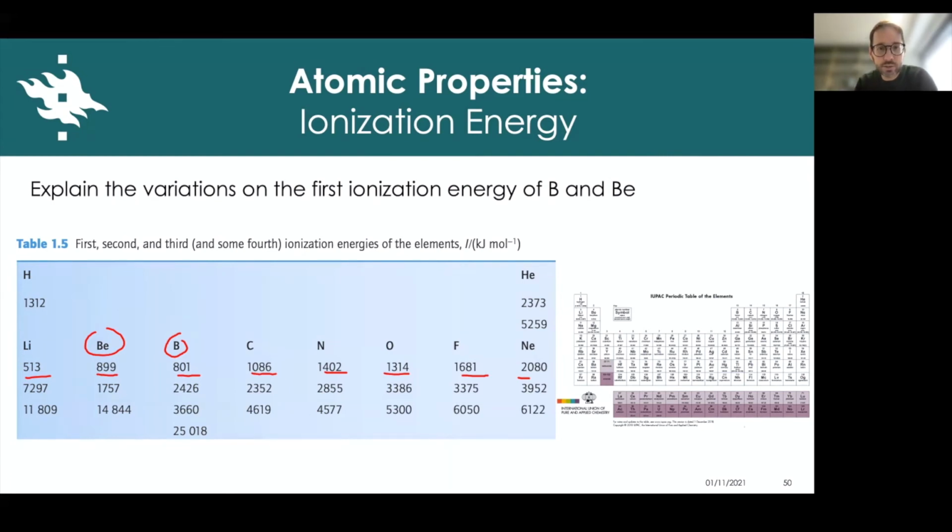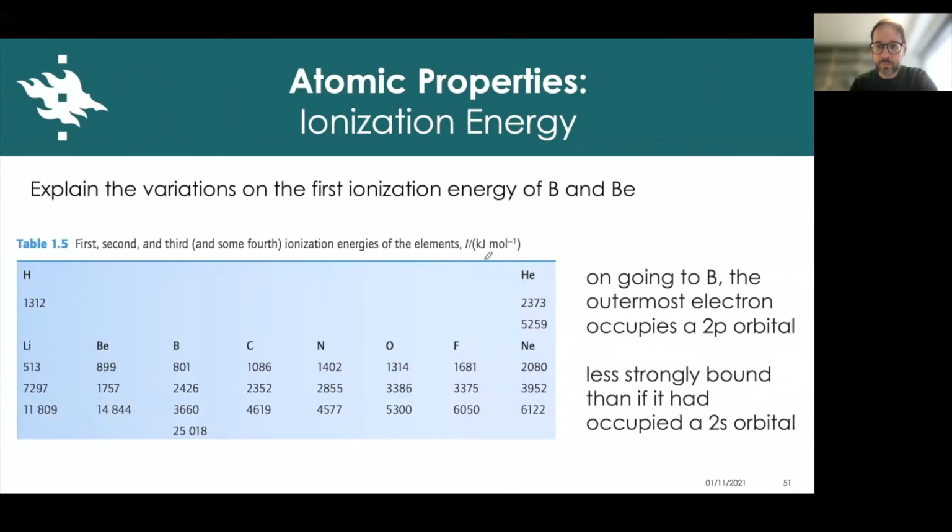Okay, let me check the chat. Exactly, yeah. We have here the correct answers: when we go from beryllium to boron, we go to the p block, right? So the outermost electron occupies a 2p orbital, and this is less strongly bound in the atom relative to the 2s orbital. So it becomes easier to remove this electron. That's why we have this kind of trend when we compare beryllium and boron.